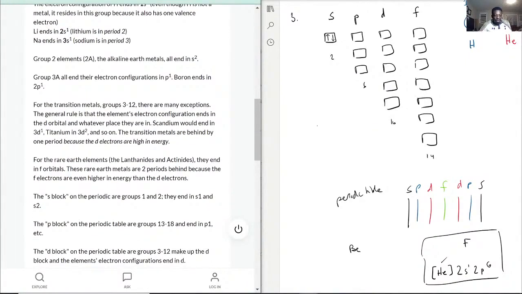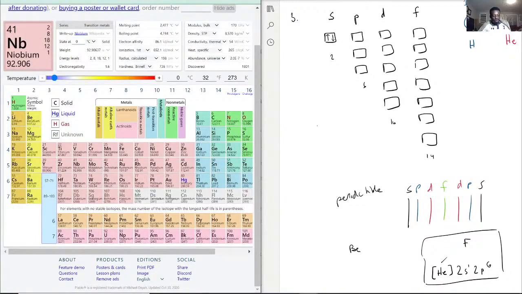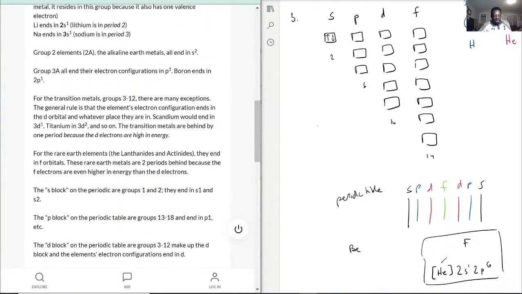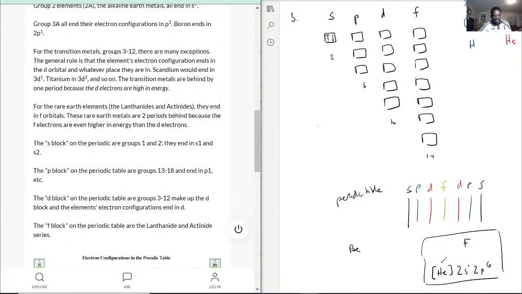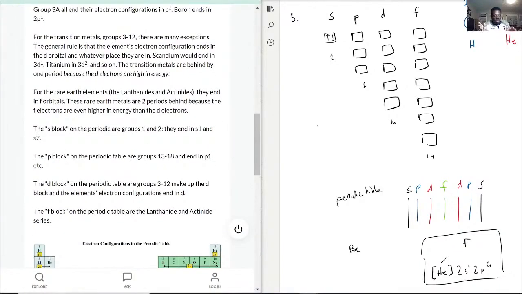Transition metals, exactly, do talk about that. Groups 3 to 12, that's where we've hit the D shells. And then they talk about the rare earth metals, the lanthanide and actinide series. That's where we hit the F shells, okay?